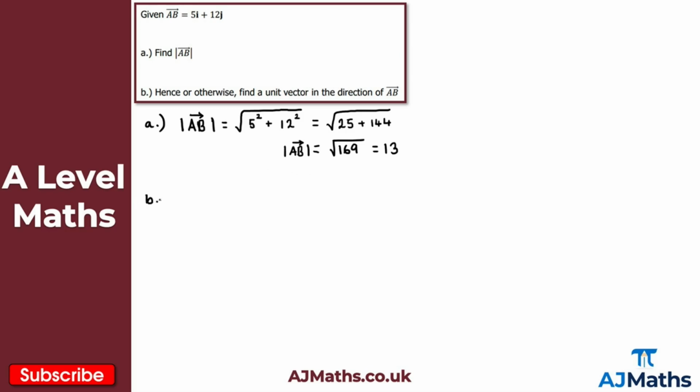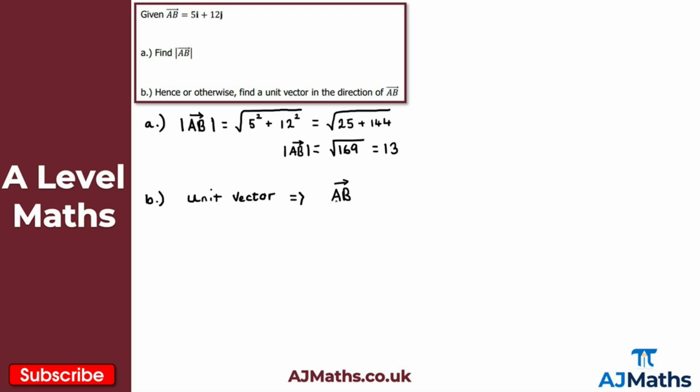So now let's move on to part B. It's a hence or otherwise part, so that would suggest that we need to use our answer in part A to answer part B. We're asked to find a unit vector in the direction of the vector AB. To find a unit vector, you need to be familiar with how to do this. For a unit vector, what we do here is we take the vector that we're looking for in that direction. So if we're looking for a unit vector in the direction of the vector AB, then we take the vector AB.